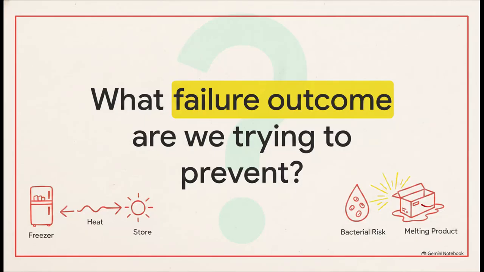So the very first question you have to answer as an engineer actually isn't about the machinery at all. It's about the boundary of the problem. What is the single failure outcome we're trying to prevent here? For our new plant, we're scoping this strictly to one specific outcome: the product melting between the freezer and the store. Because, well, melting means heat exposure, bacterial risk, and ultimately ruined product.